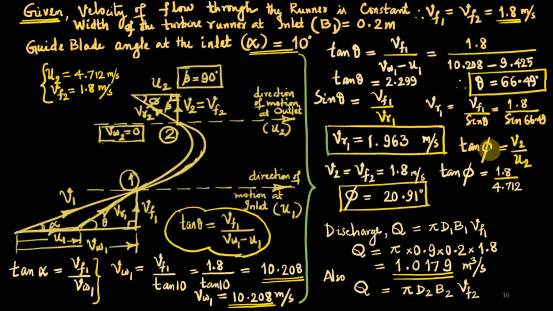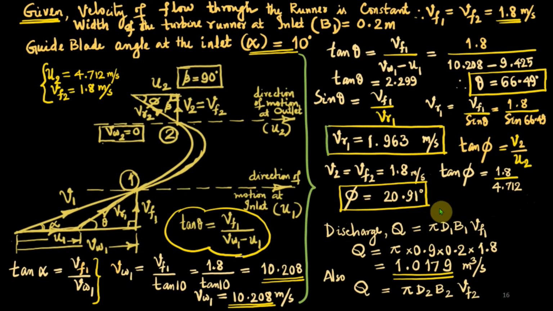Now tan phi you can find out from the outlet velocity triangle. Tan phi is opposite side by adjacent side, that is V2 divided by U2. Since Vw2 is 0 and beta is 90, V2 itself is equal to Vf2, that is 1.8 meter per second. So tan phi is equal to V2 divided by U2, that is 1.8 divided by 4.712. So we will get angle phi, that is the vane angle or blade angle at outlet. That is part of the answer.